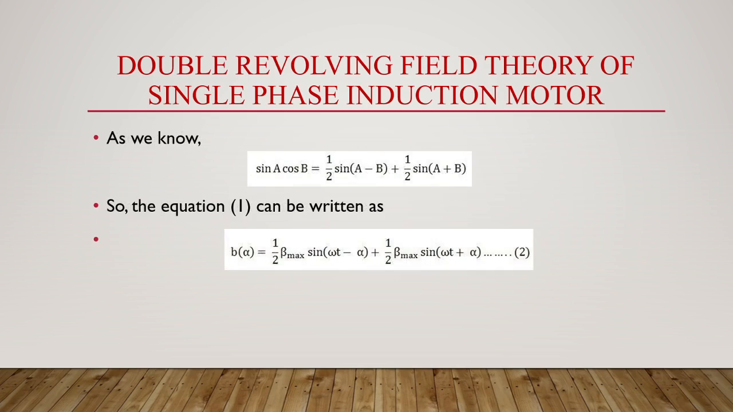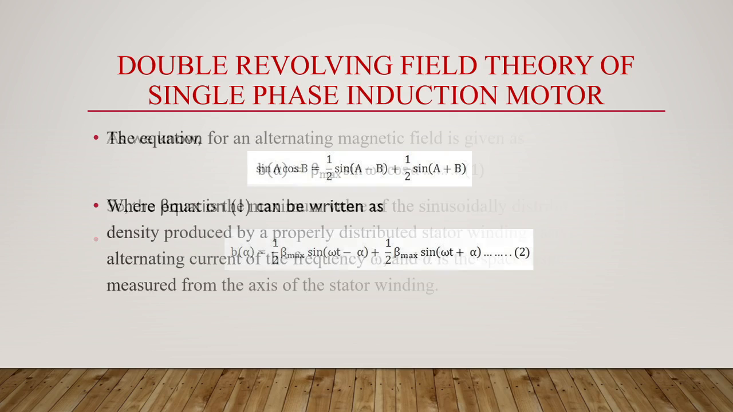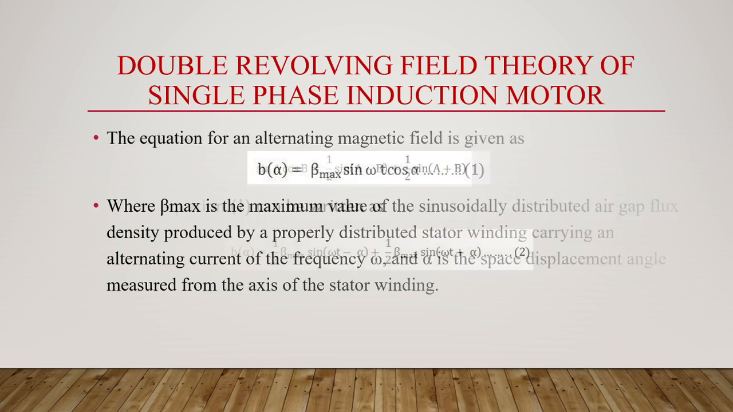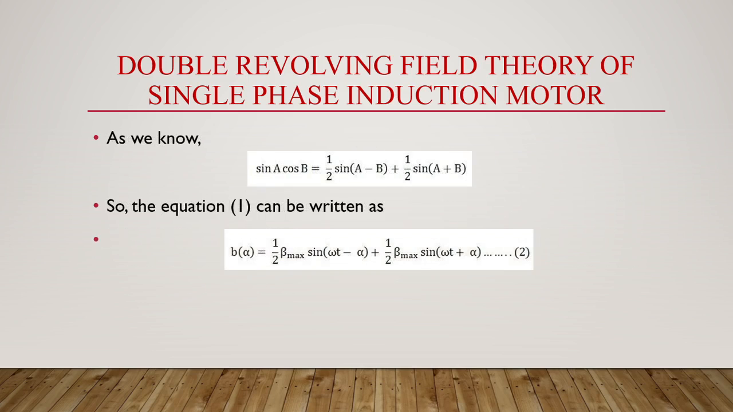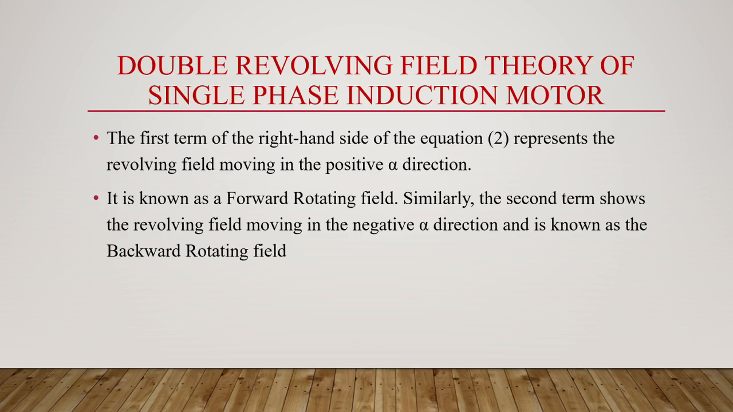So sin A cos B, this is the formula we are substituting in equation 1. Sin A cos B is half sin(A minus B) plus half sin(A plus B). So substitute this in equation 1. This is equation 1. So B(alpha) is equal to half B max sin(omega t minus alpha) plus half B max sin(omega t plus alpha).